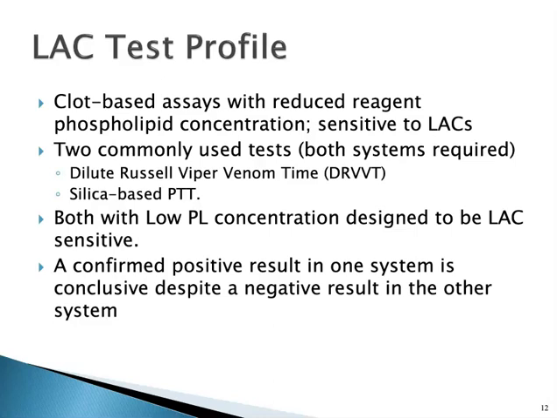There are two commonly used tests for the detection of lupus anticoagulants. We use the dilute Russell viper venom time, the DRVVT, and a silica-based APTT or PT. Both of these tests would be run with a low phospholipid concentration, which is designed to be sensitive to a lupus anticoagulant. A confirmed positive result in one of these tests is conclusive despite a negative result in the other test profile.